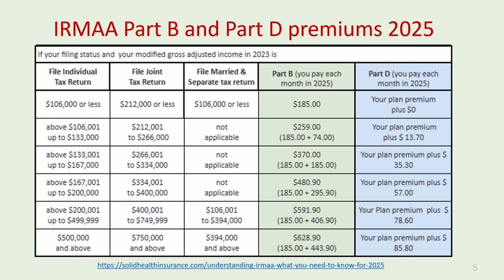So make sure that you notice the income limits for a married couple versus filing individual. But also I want you to know that these numbers do get adjusted for inflation. And in the next slide, we will talk about the IRMAA surcharges for 2026.